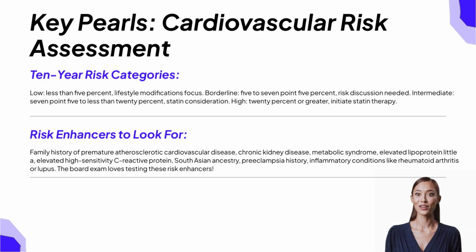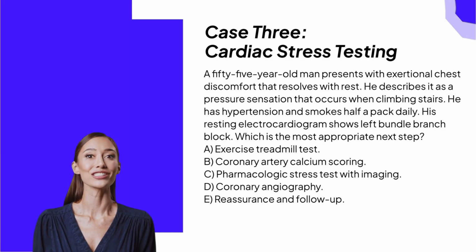These risk assessment pearls are tested frequently. Know the 4 categories. Low risk under 5%, borderline 5 to 7.5, intermediate 7.5 to under 20, and high risk at 20% or above. But also memorize the risk enhancers. Questions love to test whether family history of premature cardiovascular disease, chronic kidney disease, metabolic syndrome, or inflammatory conditions should push someone toward treatment. Now for stress testing.